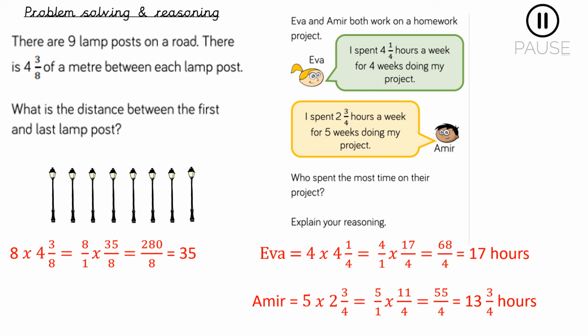So who spent the most? The answer is Eva. And explain your reasoning. Your reasoning is because if I do 4 times 4.25, I get 17 hours, whereas 5 times 2 3/4 is only 13 hours and 3/4.